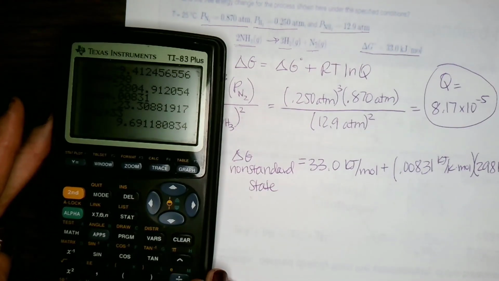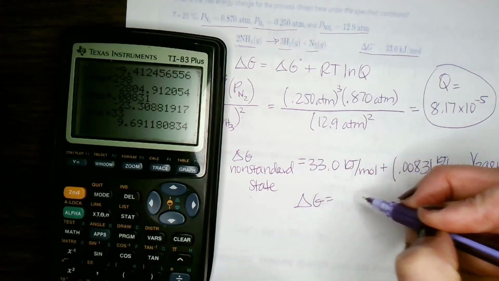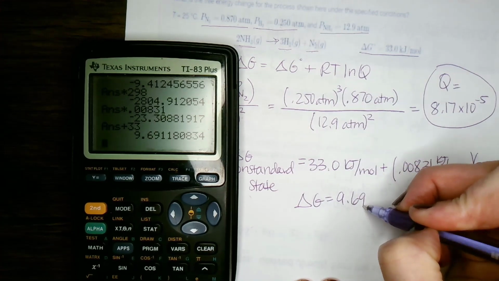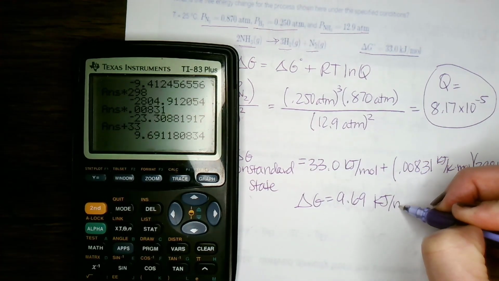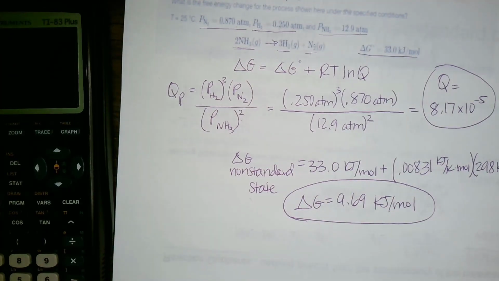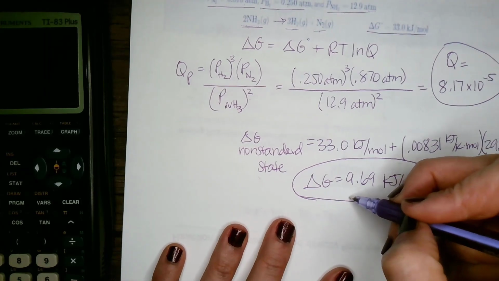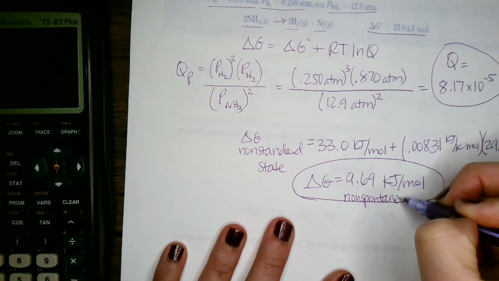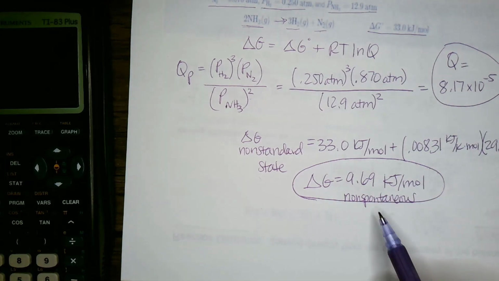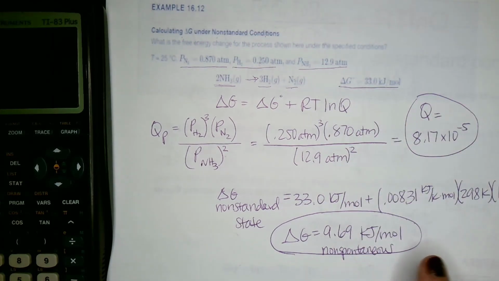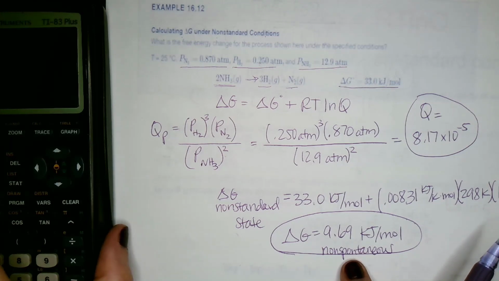And I got a delta G of 9.69 kilojoules per mole. Therefore, this is telling us that it's still non-spontaneous, even at the non-standard conditions. It was really non-spontaneous before, 33, but even despite the changing conditions, it's still not spontaneous.